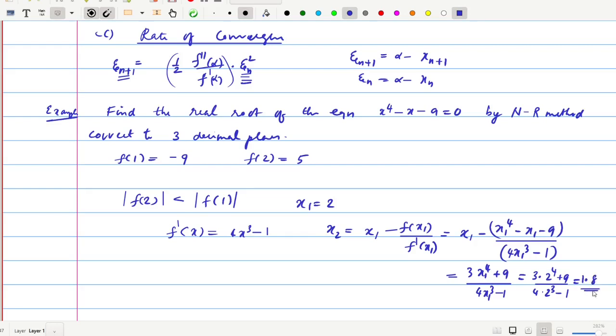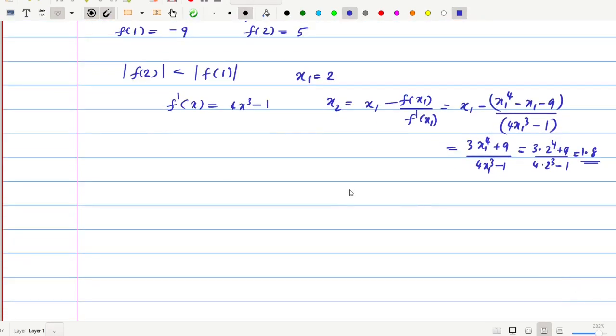You can evaluate this using a calculator. So you will get the second approximation, x2. Using this x2, you can evaluate x3, using the same procedure. So x3 will be 1.881, and x4 will be 1.813. Then x5 can be evaluated in a similar fashion using x4, and that quantity is again 1.813.